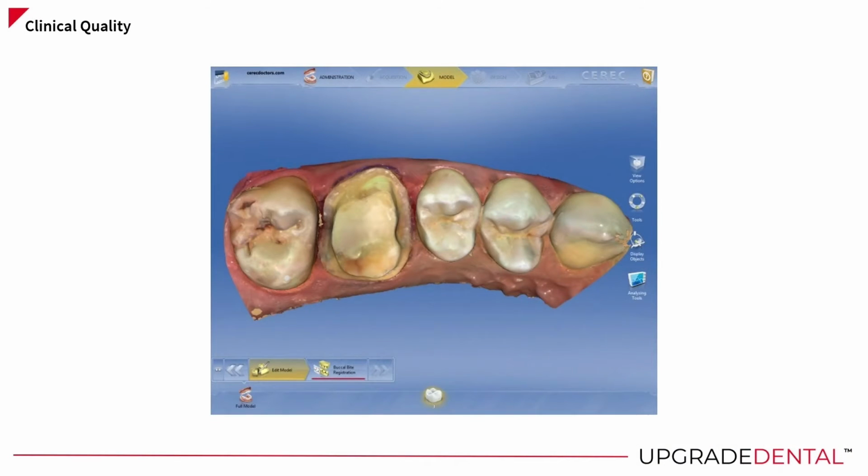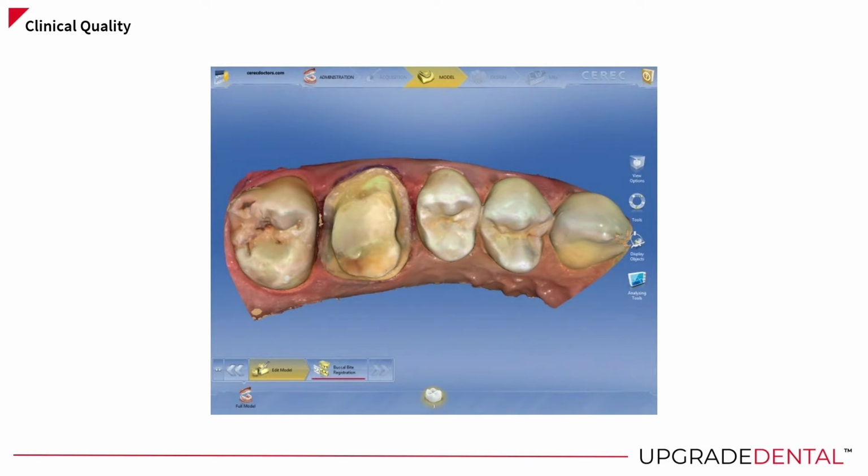CAD CAM dentistry gives us control like no other technology. There's also additional benefits, like we don't have the distortion that we have with polyvinyl siloxane impression materials. And when we take that impression, we don't have to pray to the air bubble gods that they're going to smile upon us at this time.